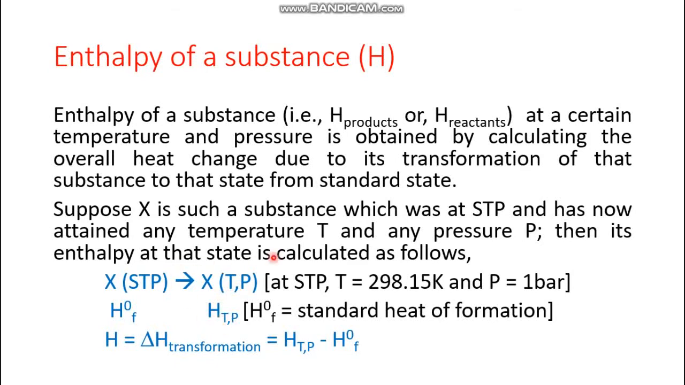So suppose X is such a substance which was at STP and has now attained any temperature T and any pressure P. These two are arbitrarily chosen temperatures and pressures. Then its enthalpy at that state is calculated as this one minus this one. This one is the final enthalpy, and this one is the initial, which was at STP. So the difference between these two. This way the enthalpy of a substance is calculated.